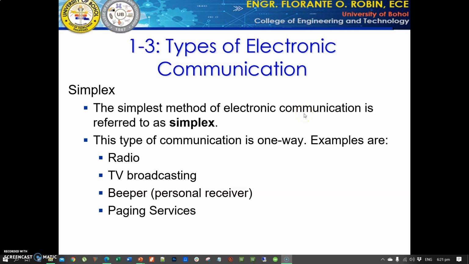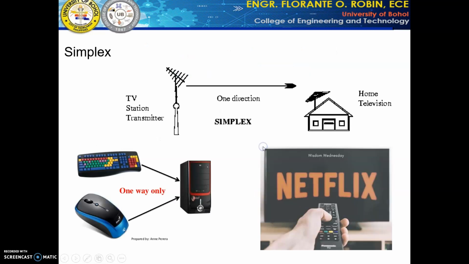So continuation, this is the types of electronic communication. So we are done with simplex. So kung kita simplex, one way lang siya. The direction from transmitter to receiver is one direction only. So the transmitter transmits signal to the receiver.